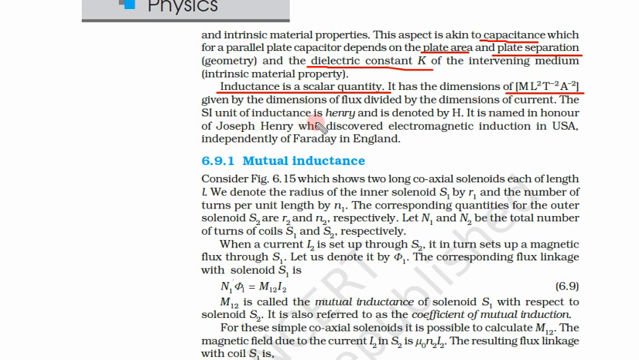The SI unit of inductance is Henry. So this is important: what is the SI unit? The SI unit is Henry, denoted by capital H. It is named in honor of Joseph Henry. So we were understanding the experiments initially done by Faraday and Henry. See, important thing: in the name of Faraday, Farad is written, which is the unit of capacitance.